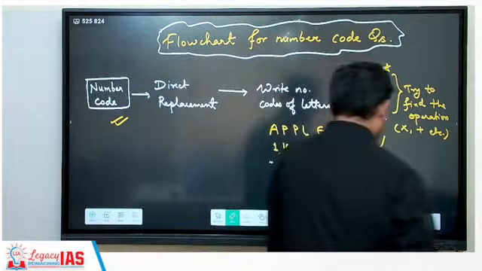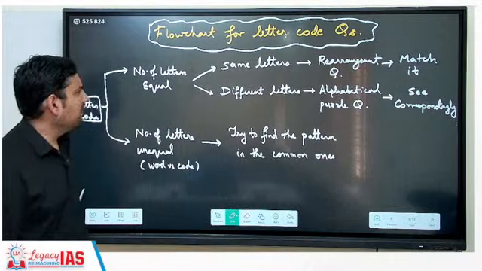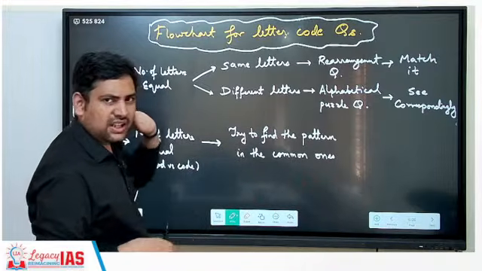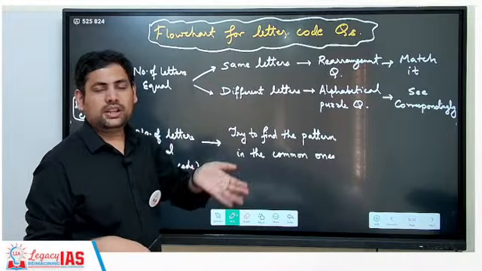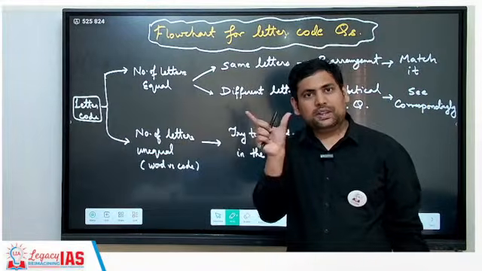Now, let's see how you solve letter codes. Letter codes, first thing, if the number of letters in the word and in the code are equal. For example, Apple became Papple, correct? So Apple was how many letters?